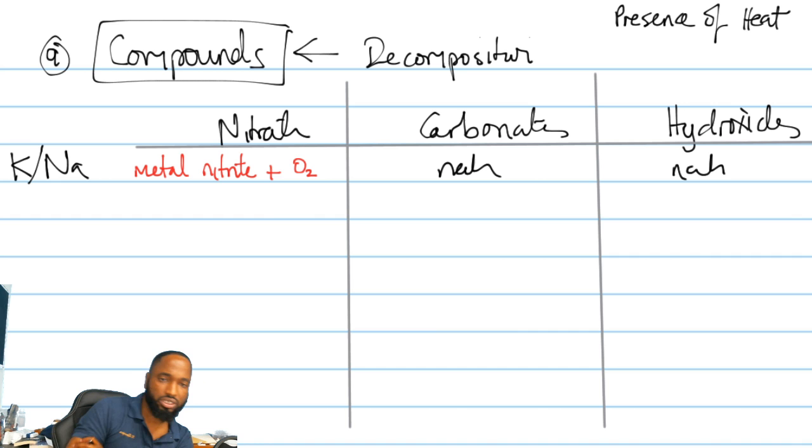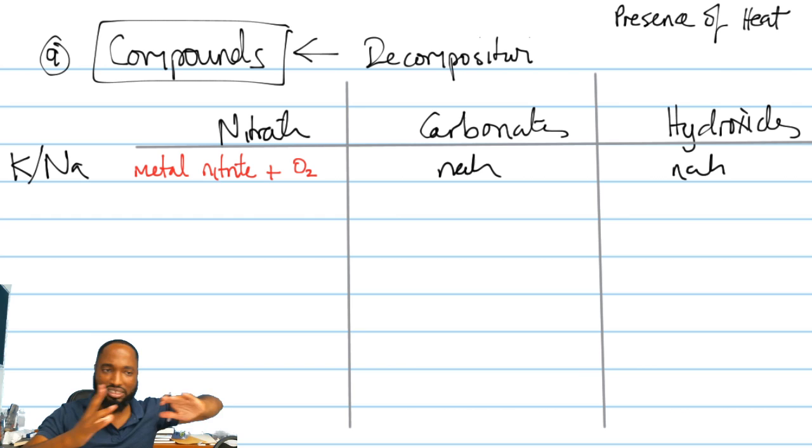But the others decompose a little better, to form metal oxide, nitrogen dioxide. Metal oxide, nitrogen dioxide. As you go down the series, the propensity to get back to its natural metal state is stronger. With a little bit of heating, you'll get back your copper.